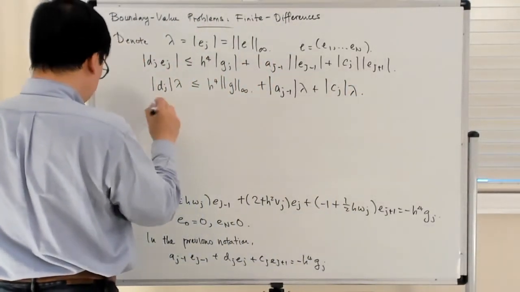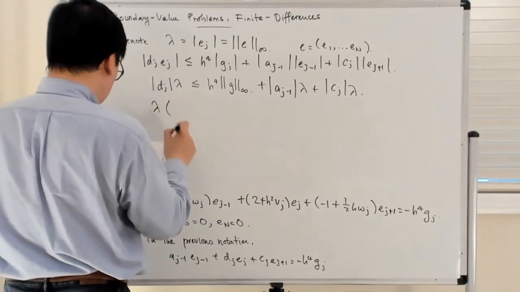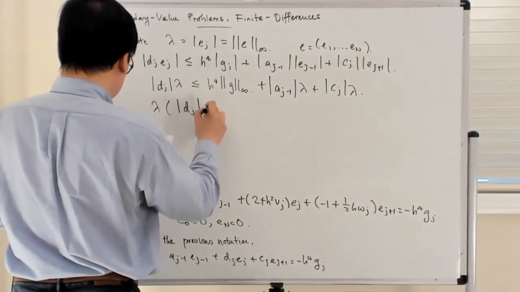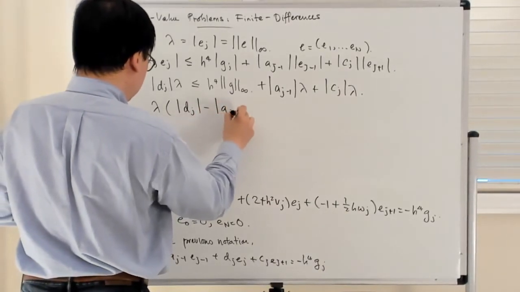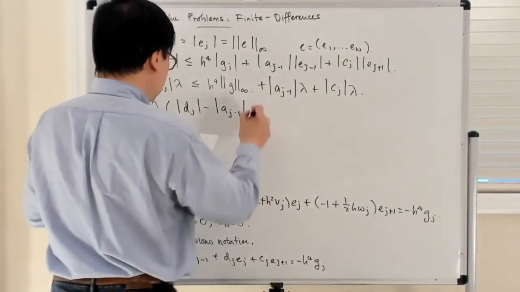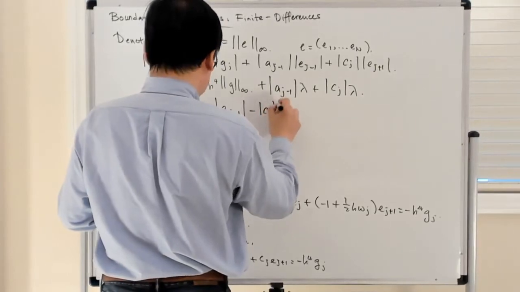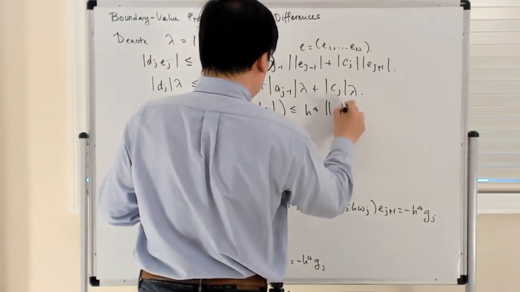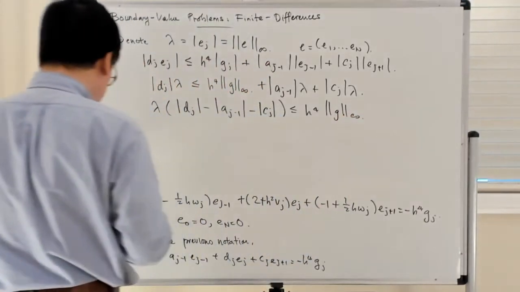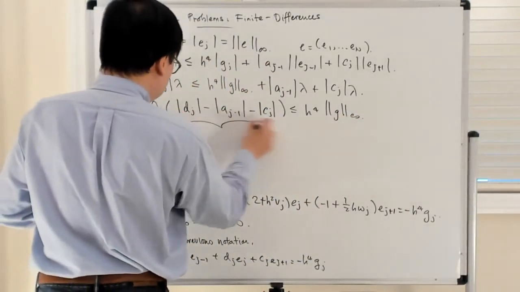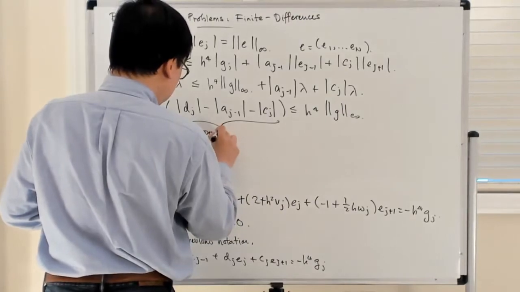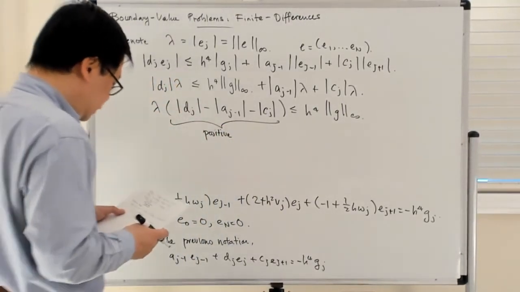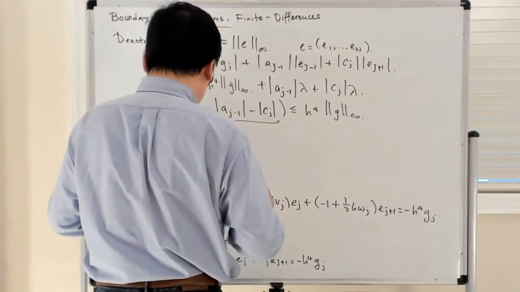Okay, so I can then write down an expression for lambda. Lambda multiplied by the absolute value of d_j minus the absolute value of a_{j-1} minus the absolute value of c_j is less than or equal to h to the 4th times the infinity norm of g. And then this is positive, at least for a sufficiently small h, since the matrix is diagonally dominant.